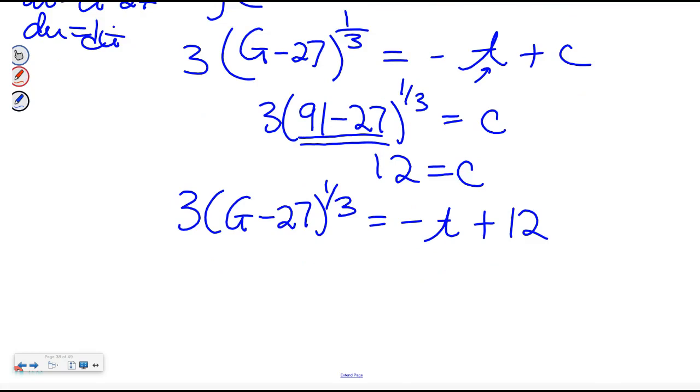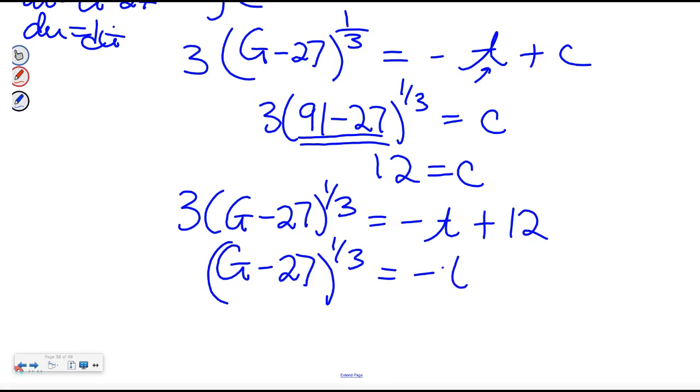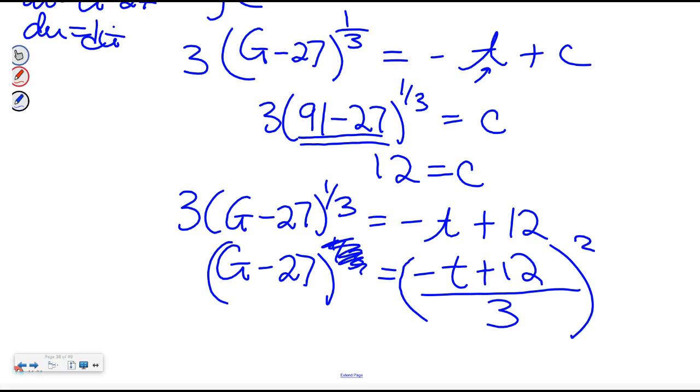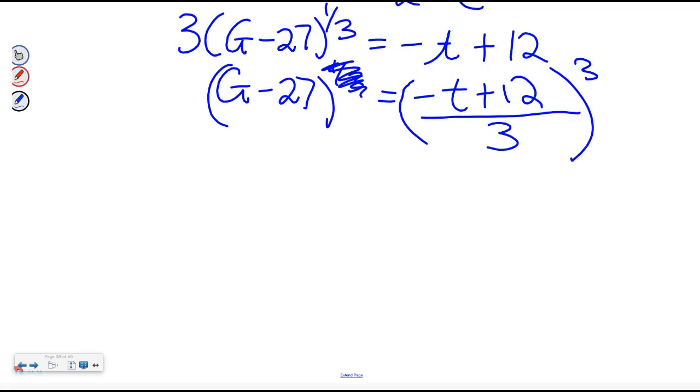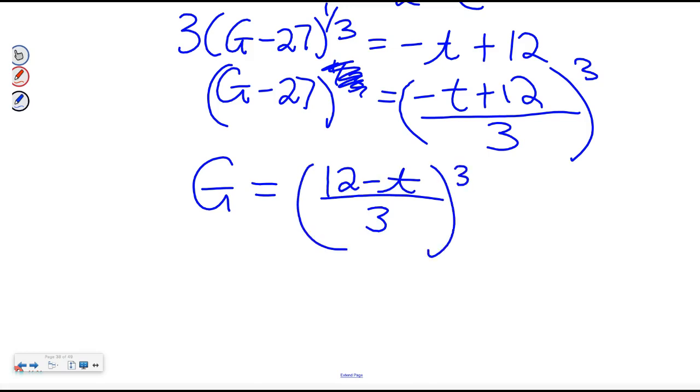I would probably, at this point, divide by 3. And then I would cube both sides. If you don't mind, I'm just going to start getting a little sloppy here. And then I'll add that 27 over. It's a very odd solution to the differential equation. We haven't had any. I'm going to make that 12 minus t just to make it prettier. That played out quite like this, but it's done.